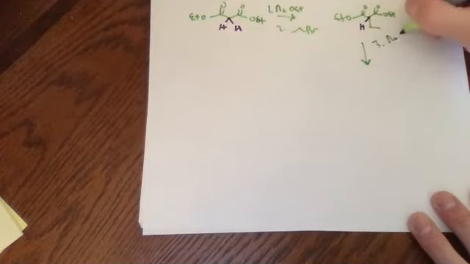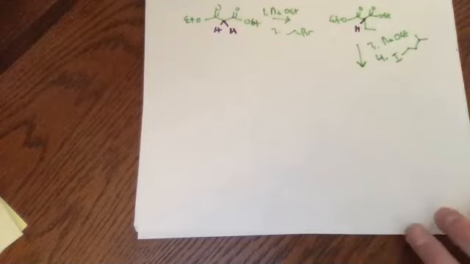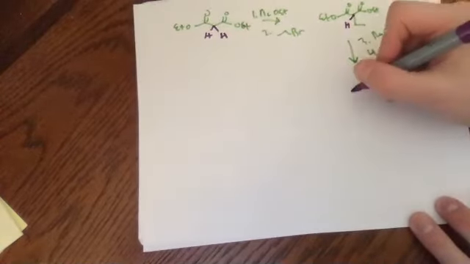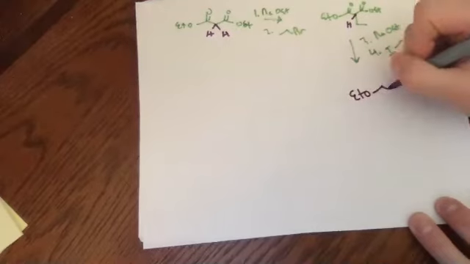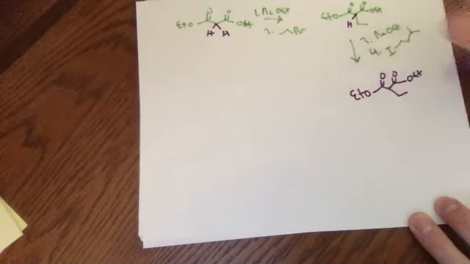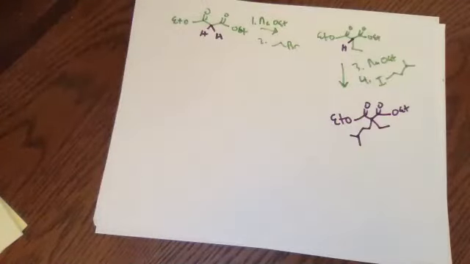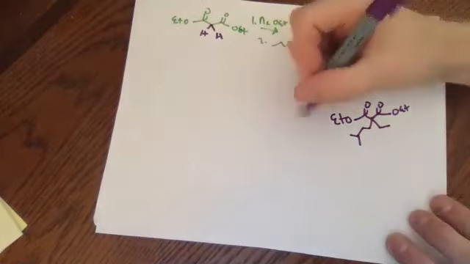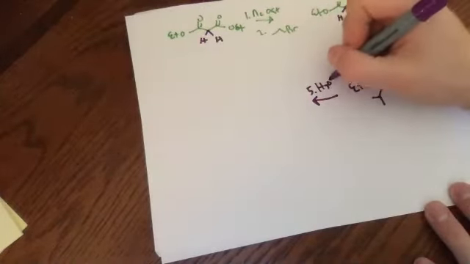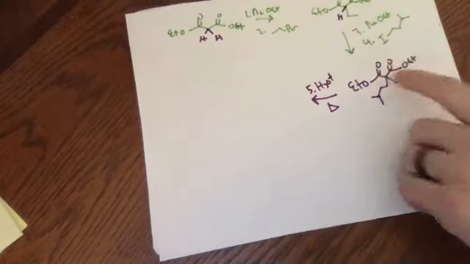So NaOEt, I don't know, like this. This is going to let us dialkylate, giving us this product here. Our last step would be H3O+ and water, or sorry, H3O+ is water, and heat here. It'll let us remove one of these 2.